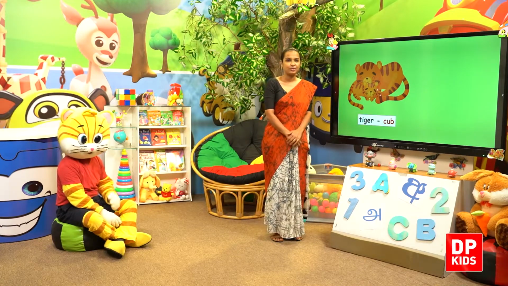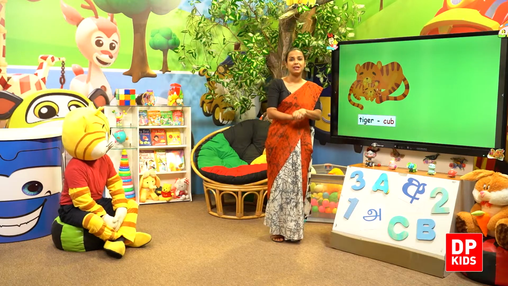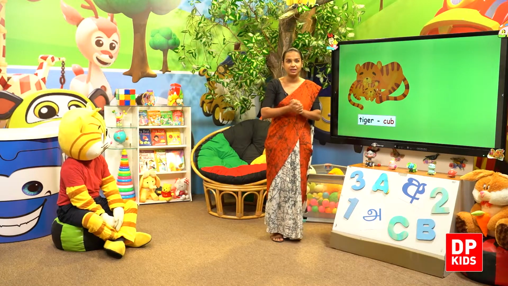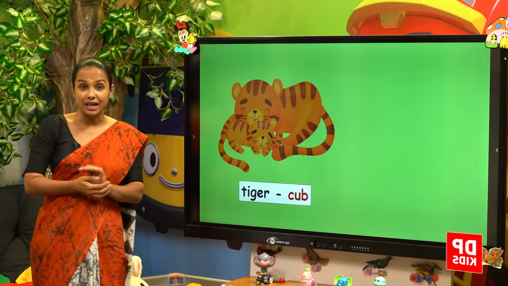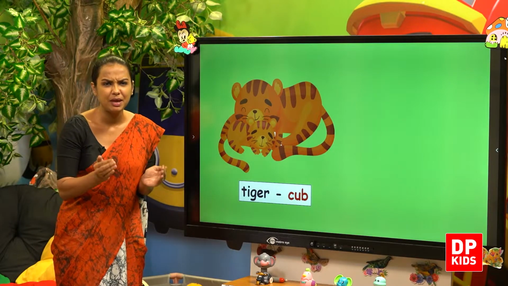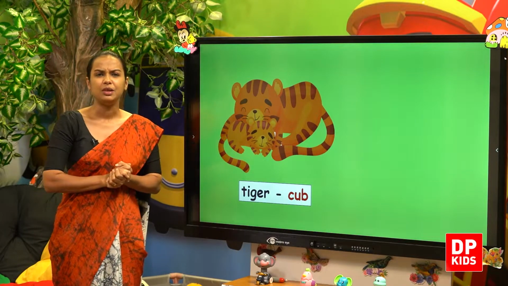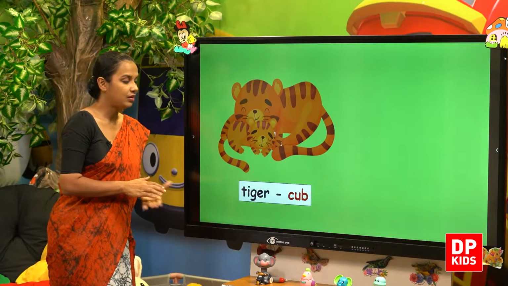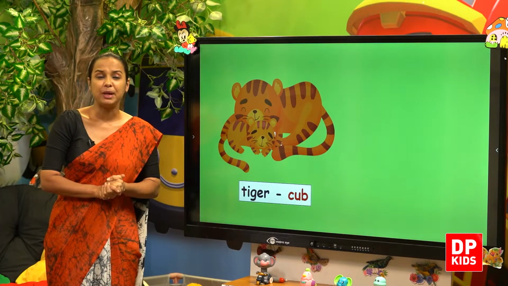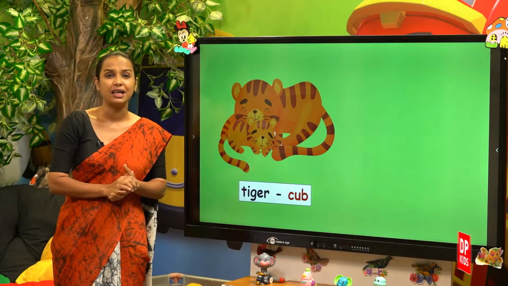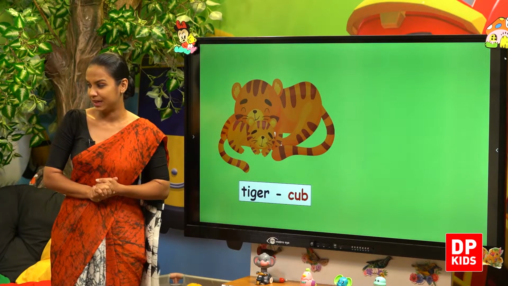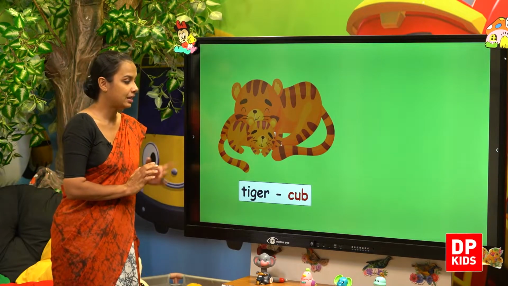So we'll learn the names of the baby animals in the jungle. So here is a tiger and there is a baby tiger. What does it call? It calls a cub. A baby tiger is called a cub. Can you see, kitty? Yes, it's a cub.